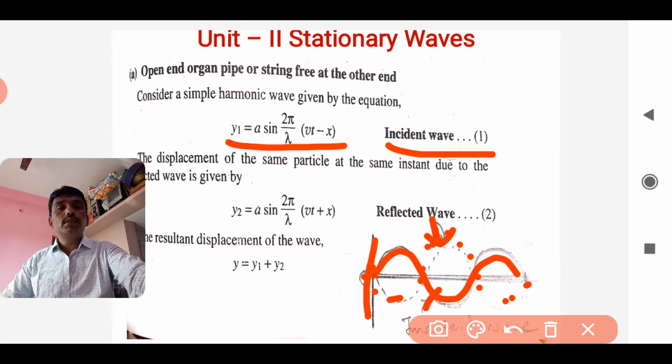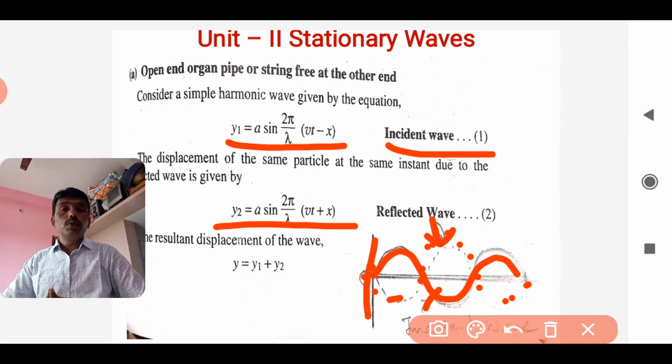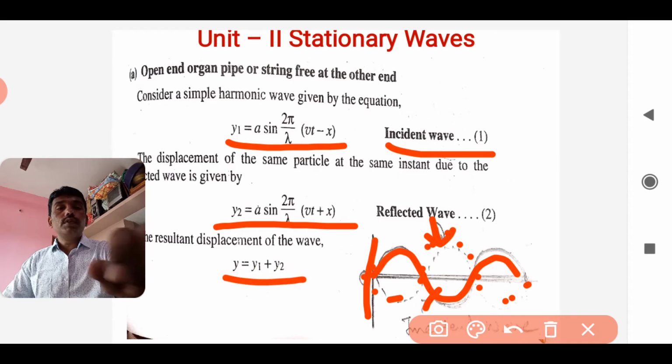And that's why y2, the reflected wave relation, is written as y2 equals a sine 2π/λ (vt + x). That's the change in this basic case of the reflected wave. Now, the resultant stationary wave generated is the addition of these two relations, that is y equals y1 plus y2.